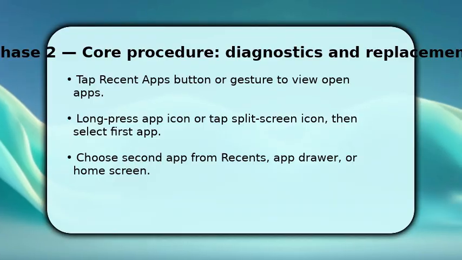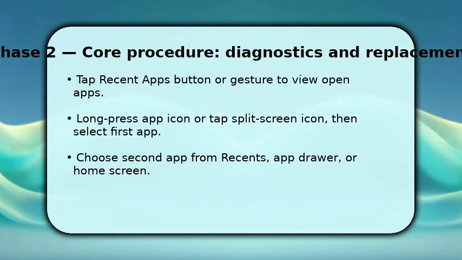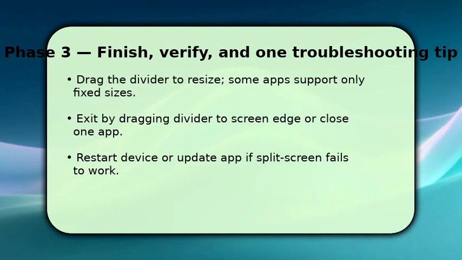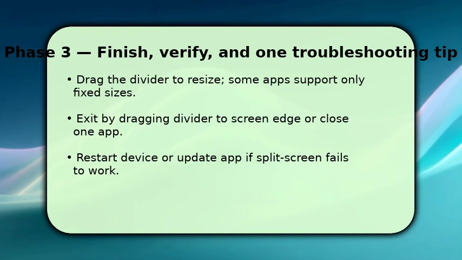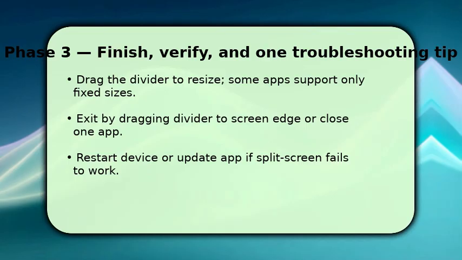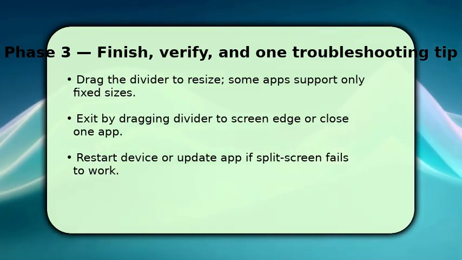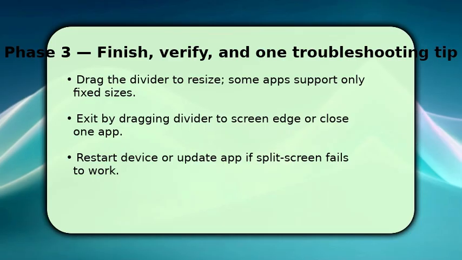If an app refuses to dock, switch to a supported app and try again. Once both apps are visible, drag the central divider to adjust size. Remember, some apps lock orientation or have minimum widths, so resizing may be limited. To exit, drag the divider fully to the top or side to return to a single app or close one app from the recent view.